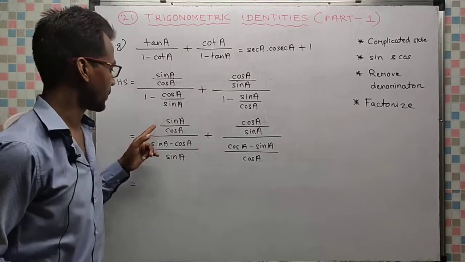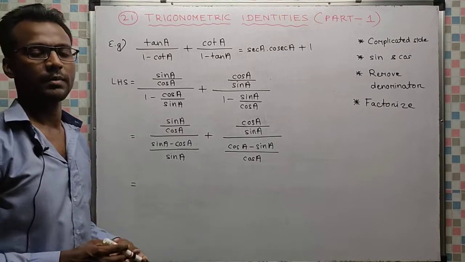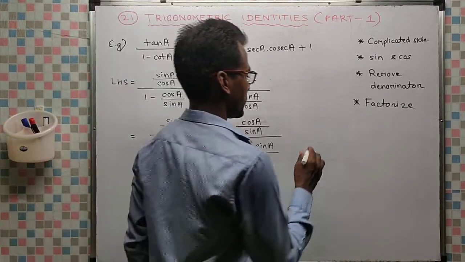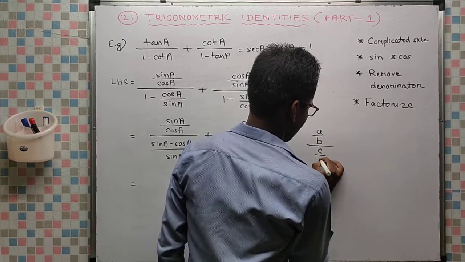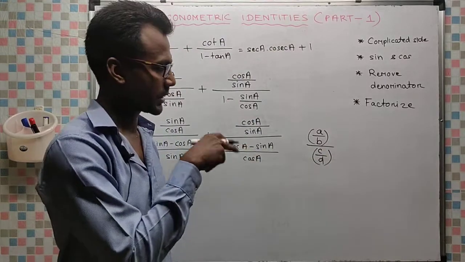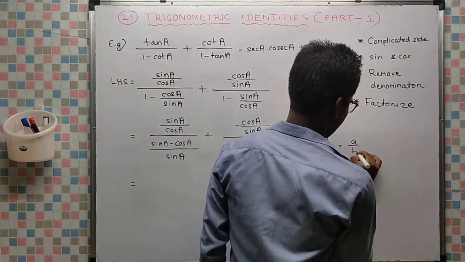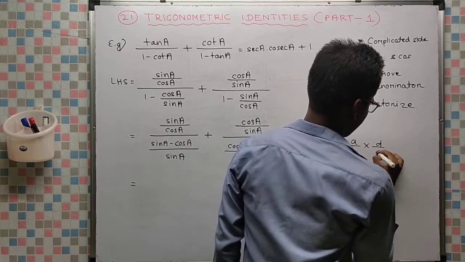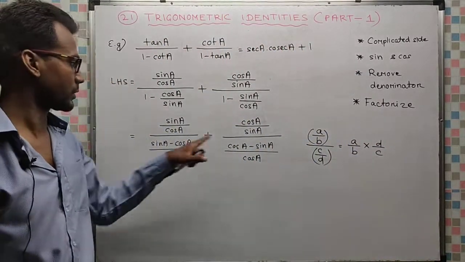Now it is in the form of a by b by c by d, which can be written as a by b into d by c. Okay, a by b by c by d. If a and b are together, c and d are together, this can be written as a by b into d by c. You have studied already in lower class. Okay, I am going to do this here.